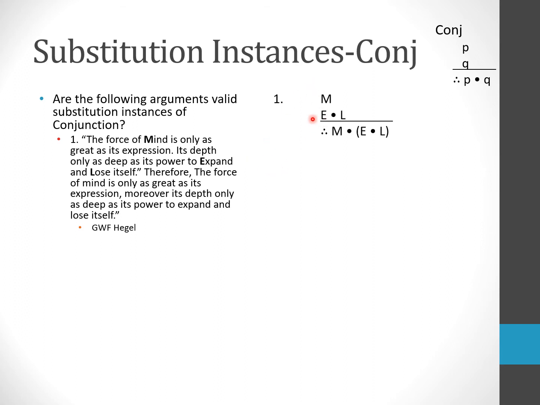So with this translation, all I really did was I turned this period into a comma moreover. So with this rule, it shows that whenever you're doing a translation and you have two separate sentences, via the rule of conjunction, you can always slap those sentences together using conjunction. So we had M being the force of mind is only as great as expression, and then we had this existing conjunction E and L. Well, via conjunction, we can slap a dot between them and create this larger conjunction.